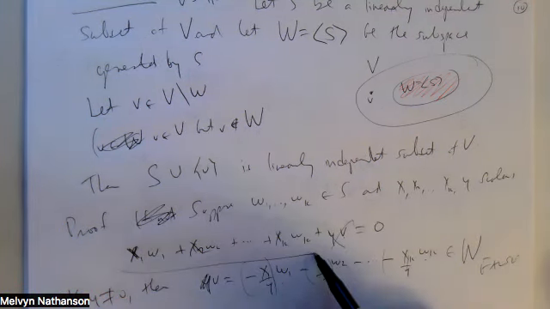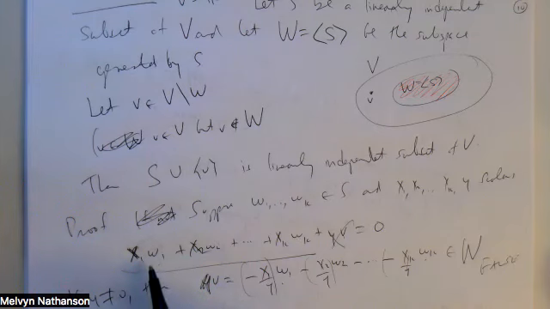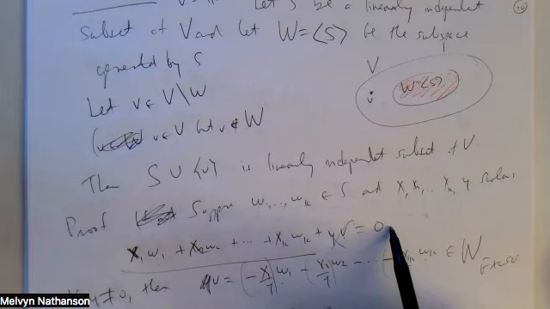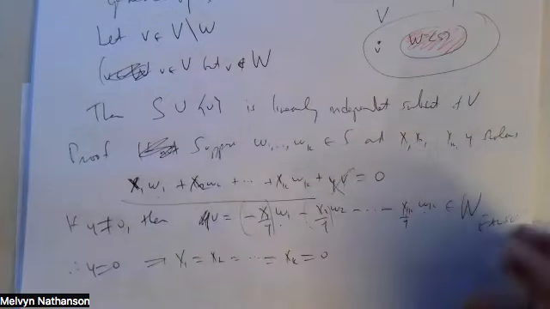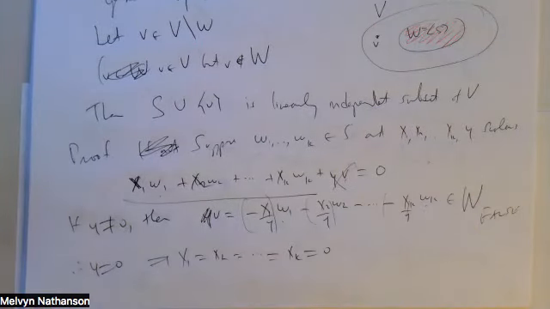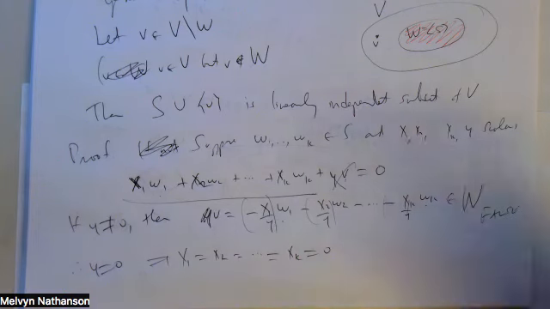But then this linear combination is zero, but the w's are linearly independent. So x1, x2, up to xk, they all have to be zero. So the only time a linear combination of vectors in S together with v is zero is when it's the trivial linear combination with every coefficient equal to zero. So that proves that the set S with v adjoined is a linearly independent set. Okay. That's this result, which is a very, very useful result.